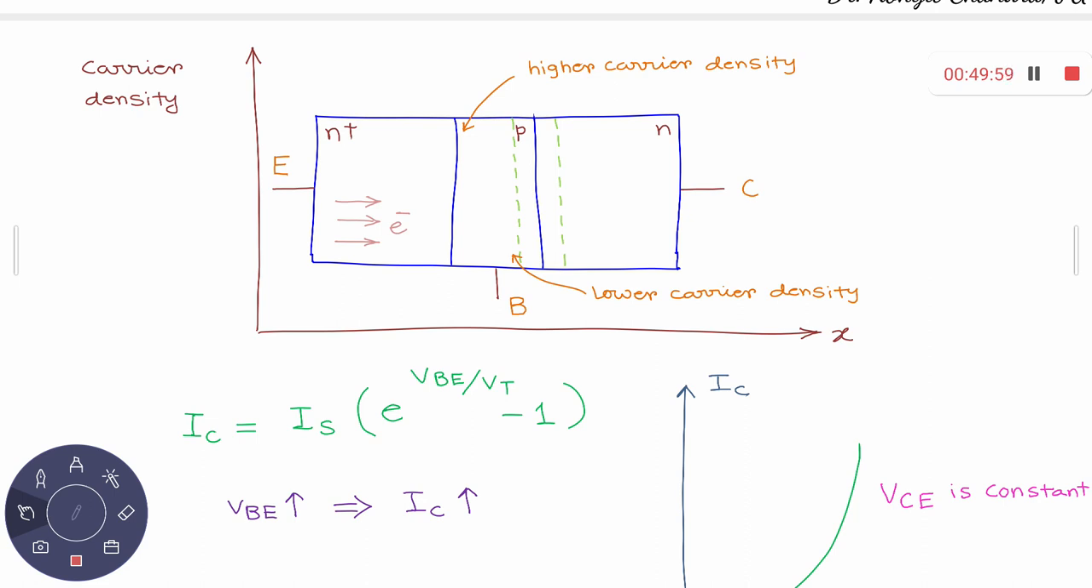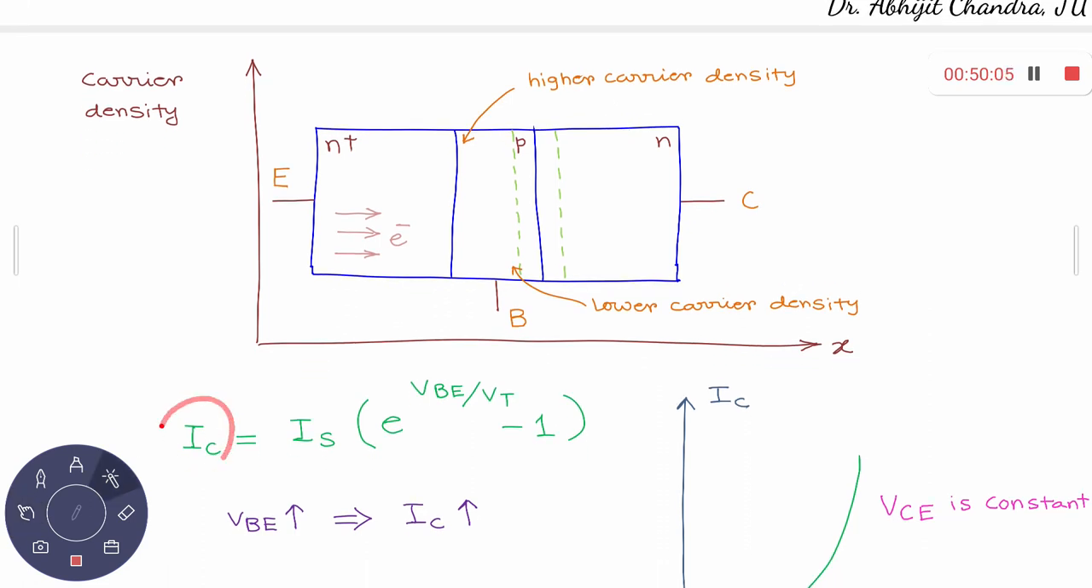So I can write this collector current, which is ultimately collected, as some constant multiplied with e to the power V by Vt minus 1. Now, what about that constant? On which parameter does this constant depend? Vt is constant, that is fine. e to the power V by Vt minus 1, that is following the diode equation.